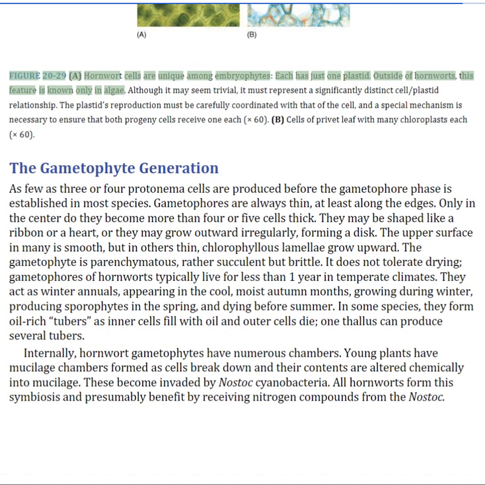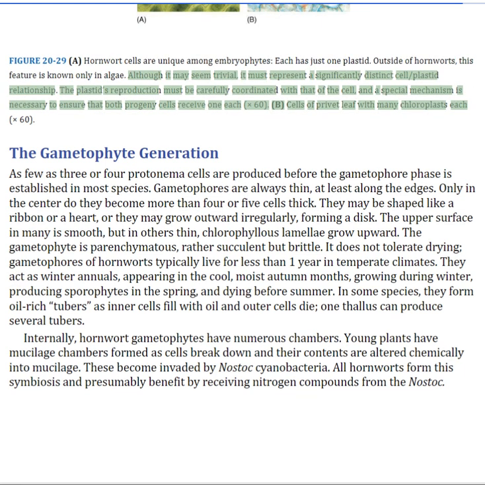Figure 20-29: Hornwort cells are unique among embryophytes; each has just one plastid. Outside of hornworts, this feature is known only in algae. Although it may seem trivial, it must represent a significantly distinct cell-plastid relationship. The plastid's reproduction must be carefully coordinated with that of the cell, and a special mechanism is necessary to ensure that both progeny cells receive one each. Cells of privet leaf with many chloroplasts each.